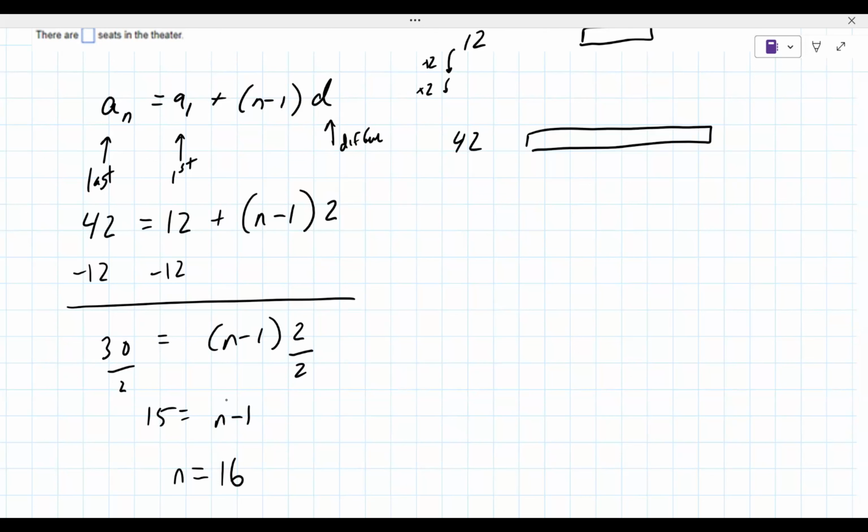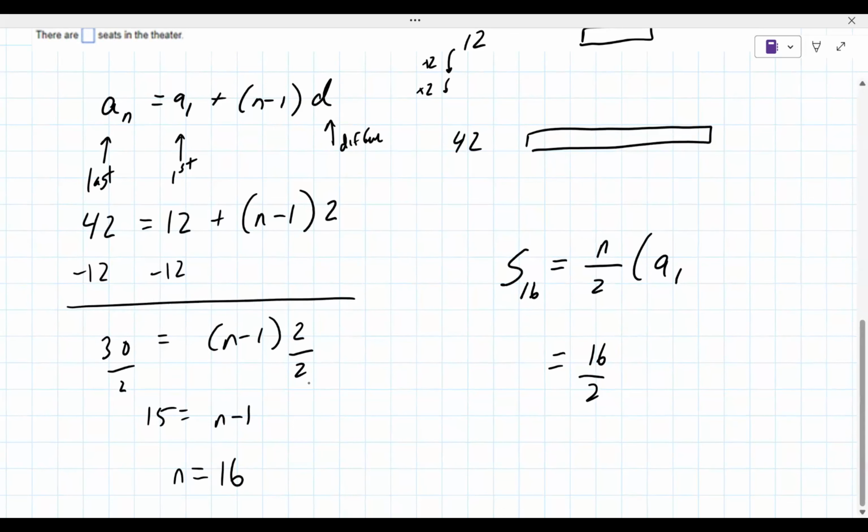Actually, now that I'm looking at this sum, it looks like we might even be going in the reverse order here, where we should have done the ones on the bottom first. But the reason this is important is to find the sum of the first 16 rows. It's n over 2, which is going to be 16 over 2, times the first row plus the 16th row, which in your problem is 12 plus 42. So the first row has 12 seats in it. The last row has 42 seats in it, 16 rows.